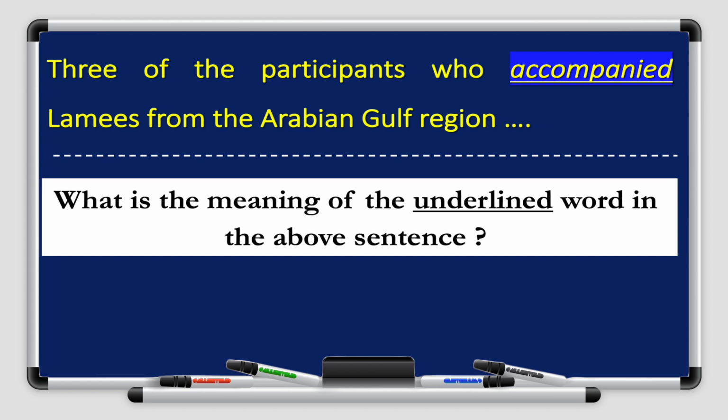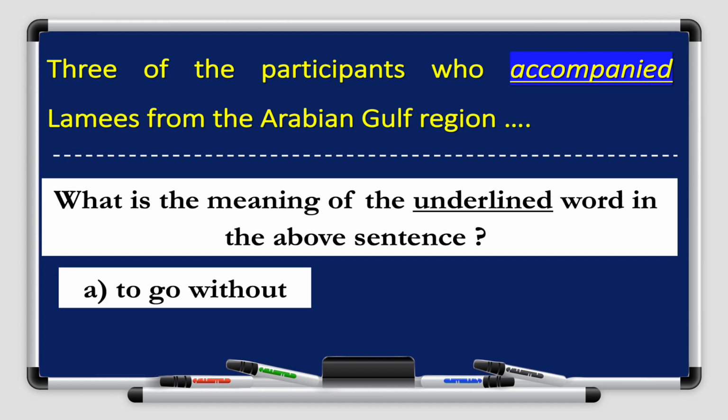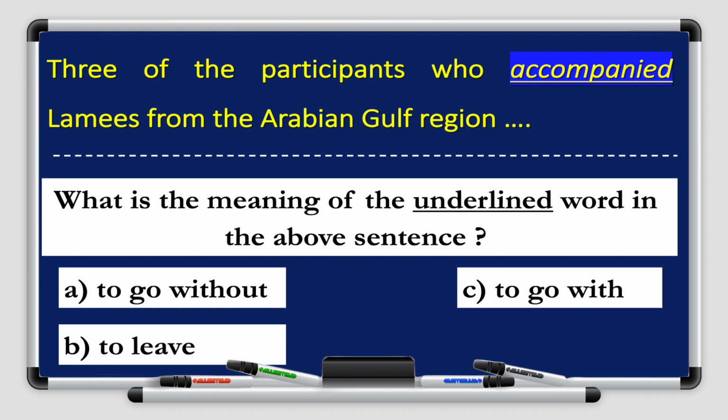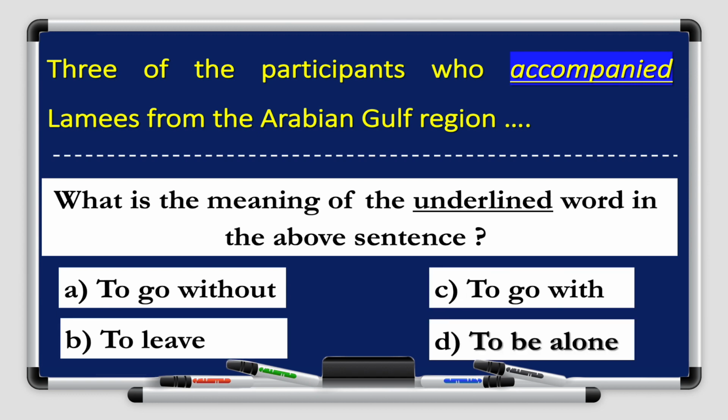What is meant by the underlined word accompanied in the above sentence? Is it to go without, only me? To leave, I leave them alone and I go alone? To go with, or to be alone? Well, as I said, accompanied means to go with. Excellent, dear viewers. To go with is the synonym for accompany.